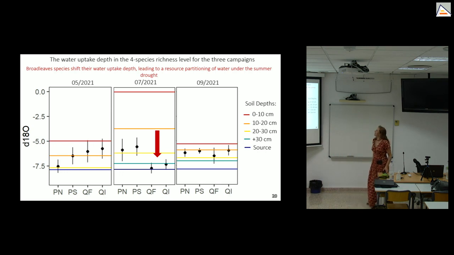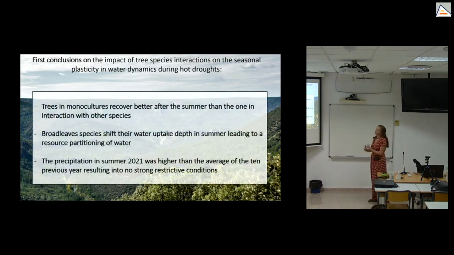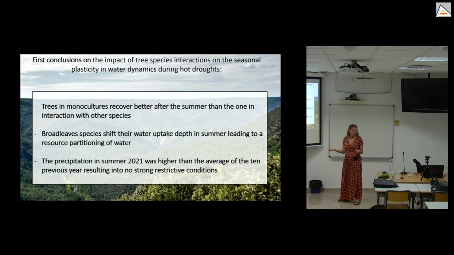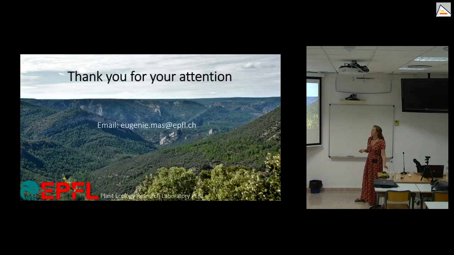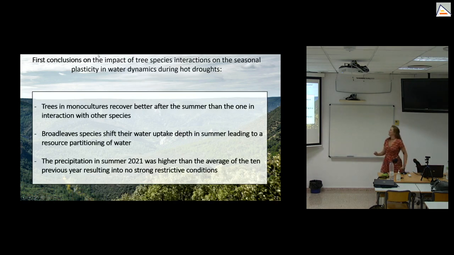So we arrive at the first conclusion of this chapter. What I can say is that the trees in monoculture seem to recover better than the trees in interaction with other species. Oh, sorry. What do I do? Yeah. And the broadleaf species shift their water uptake depth in summer, leading to a resource partitioning.